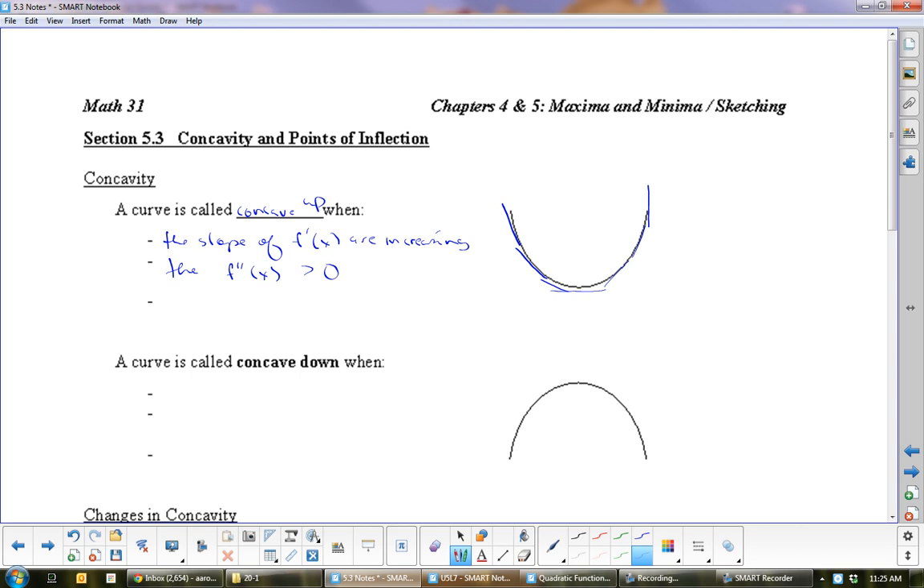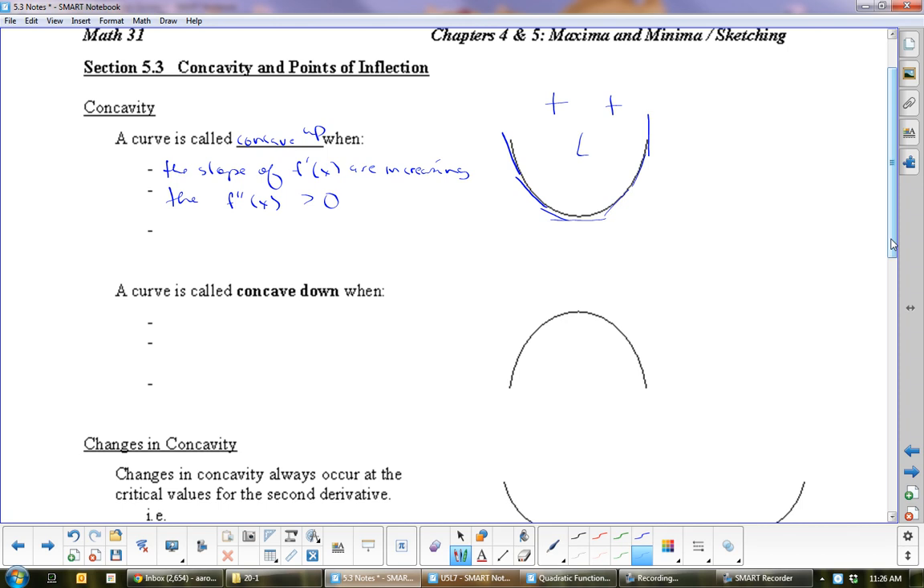Okay, so when you've got positive, you've got a very happy person. Okay, positive, happy. Just keep that. Okay, slopes are increasing, we're happy.